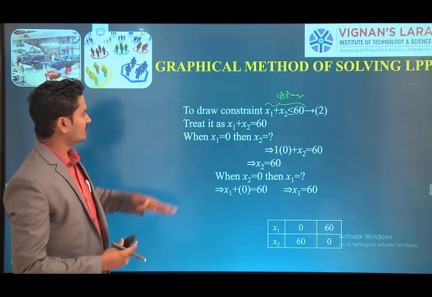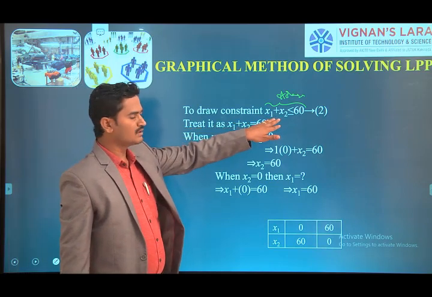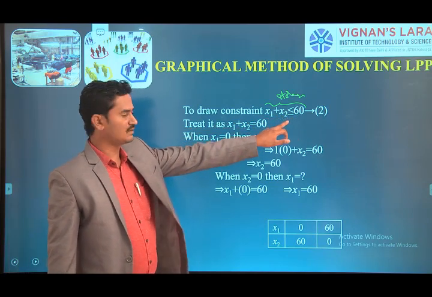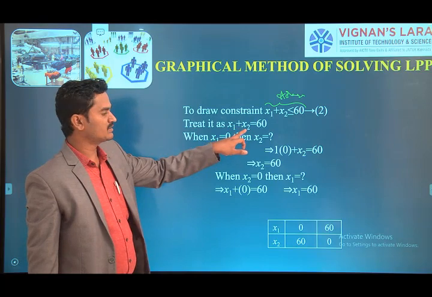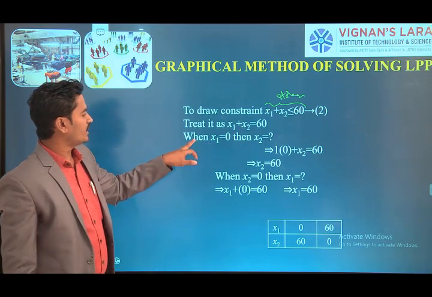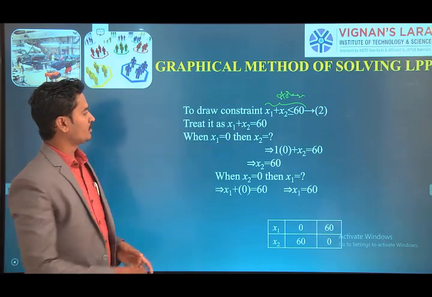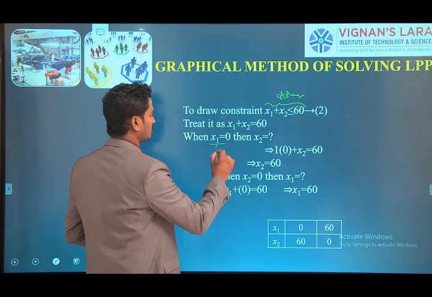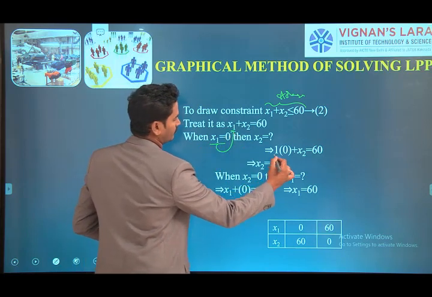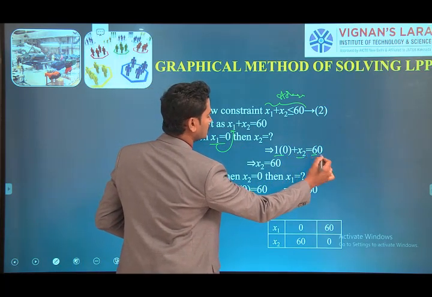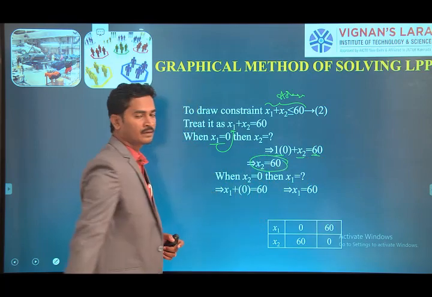Storage constraint. Here we convert the inequalities into equalities. Here we have the less than or equal to type. So simply we take x1 plus x2 is equal to 60. Then when x1 is equal to 0, we substitute x1 equal to 0 in this equation: 0 plus x2 is equal to 60. From this we get x2 equal to 60.